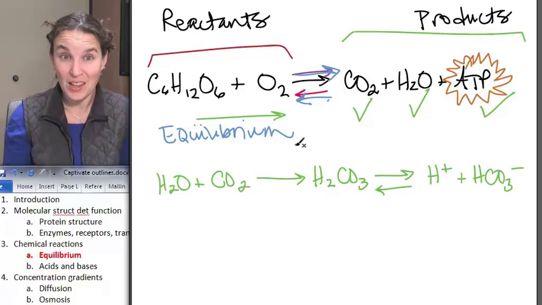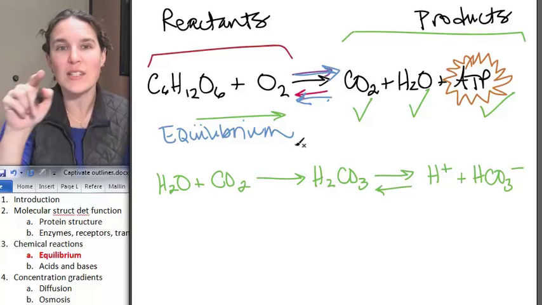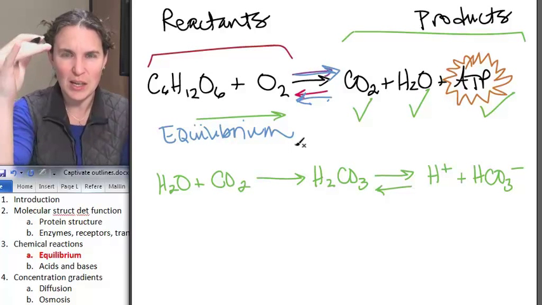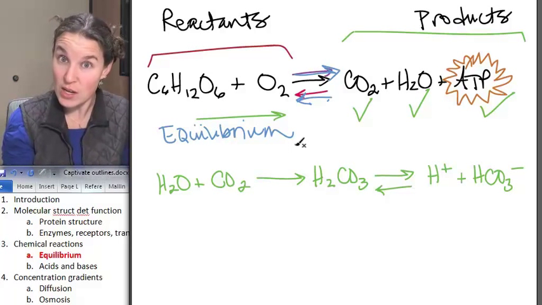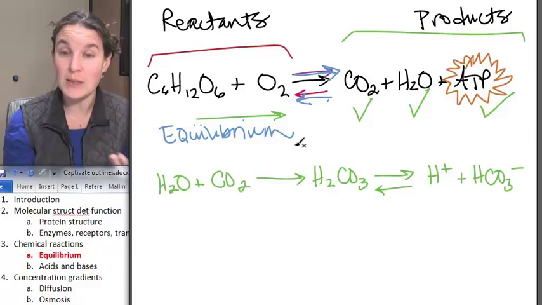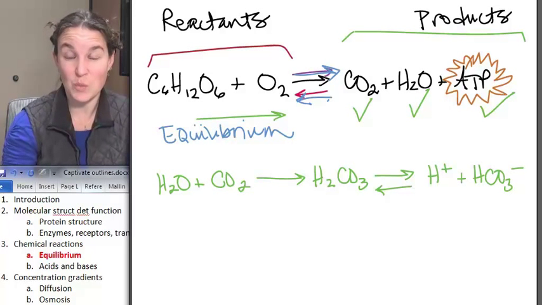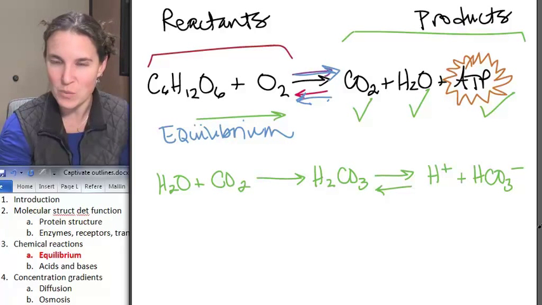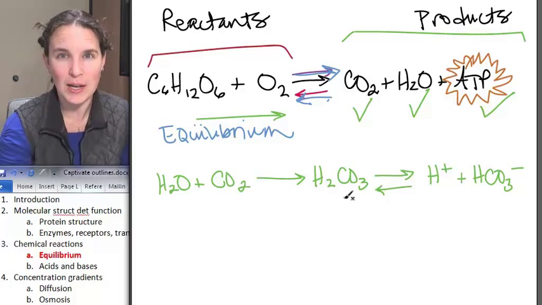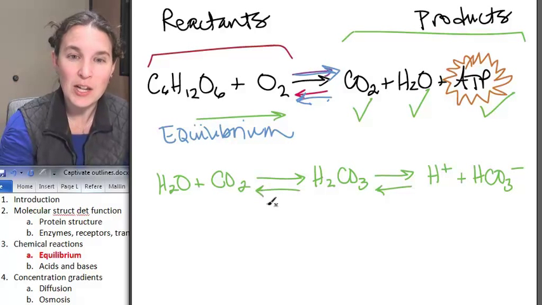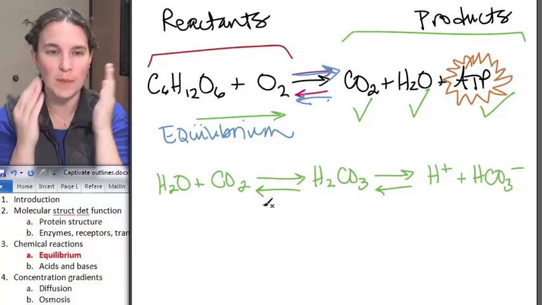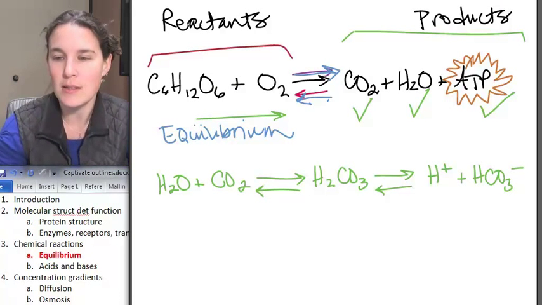You could overdo on ATP. You could stop that whole chemical reaction if you had too much ATP, if it was building up. But if you keep removing it, you can keep having the chemical reaction take place. We keep removing that stuff because we easily use up ATP. We can't store that stuff. In the case of this chemical reaction with carbon dioxide and carbonic acid, you reach dynamic equilibrium. Now watch and be amazed.